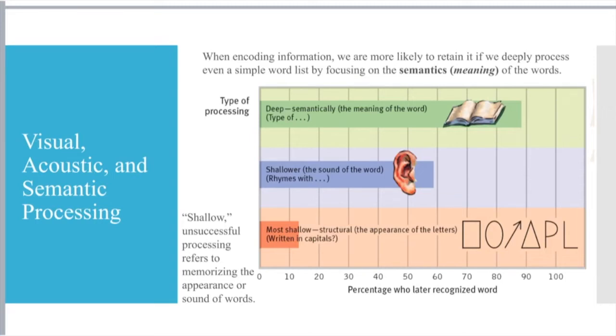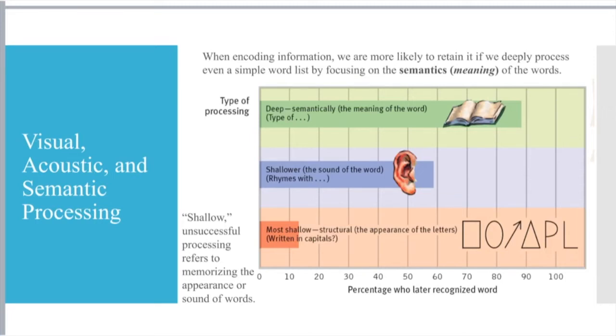Intermediate processing then is that acoustic processing, and that's with the sound of the word, if it rhymes with, I know when I was in college, I made up a lot of songs and raps to remember information in my history major. And that was one way that I could process and recall information.